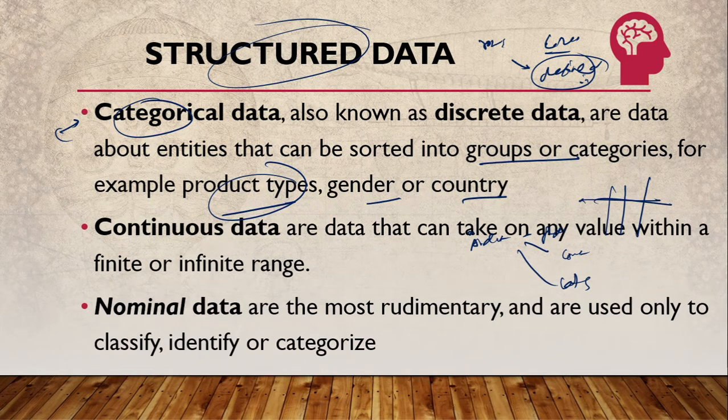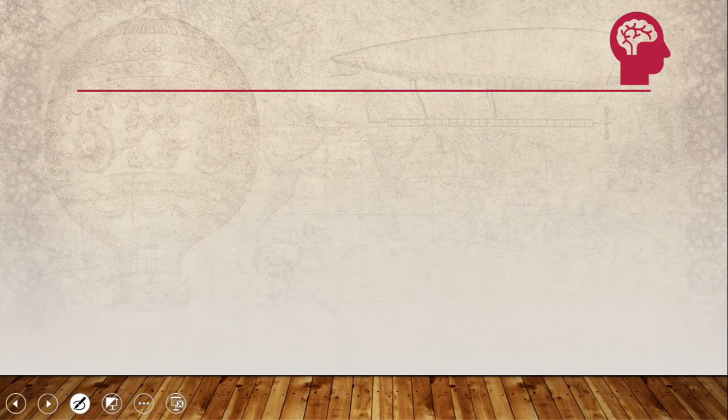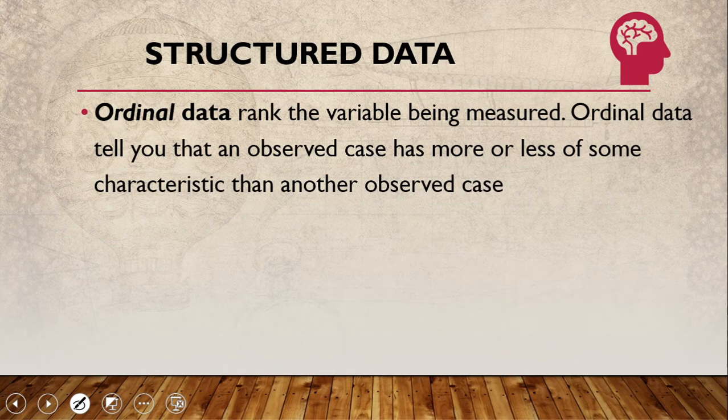Some of the various types of data in the structured data is continuous data, meaning we can store the data continuously like 0, 1, 2, 3, 4. It can go up to infinity also. So the data is continuous. Another type of storing the structured data is the nominal data. We can classify, identify, or categorize, like categorizing the data based on the country or based on gender, male or female. That is also a type of nominal data. Just remember these definitions.